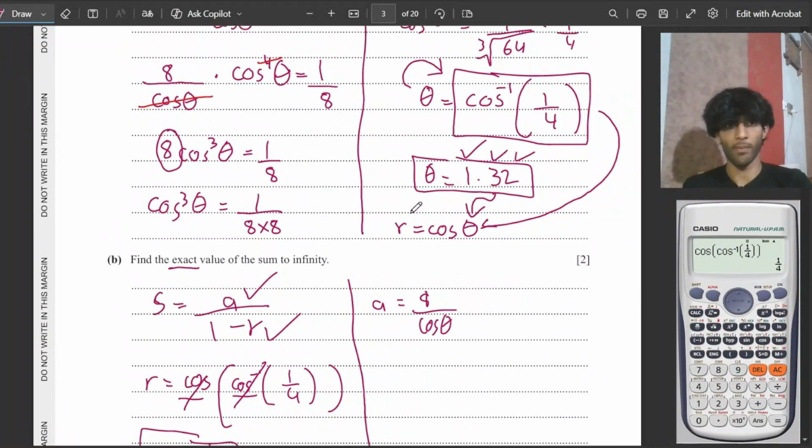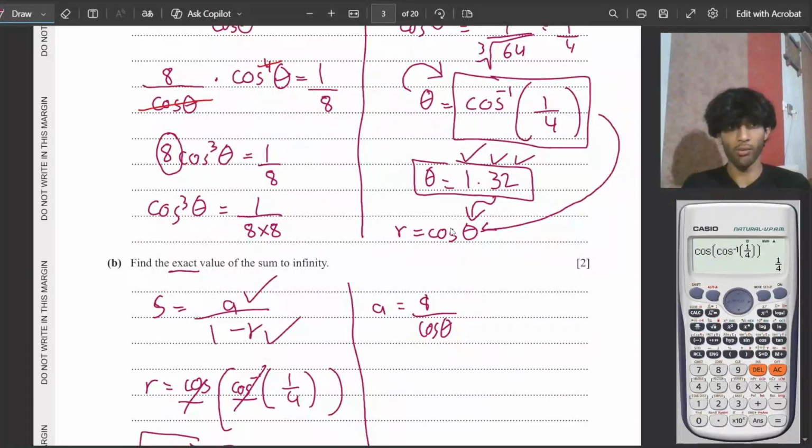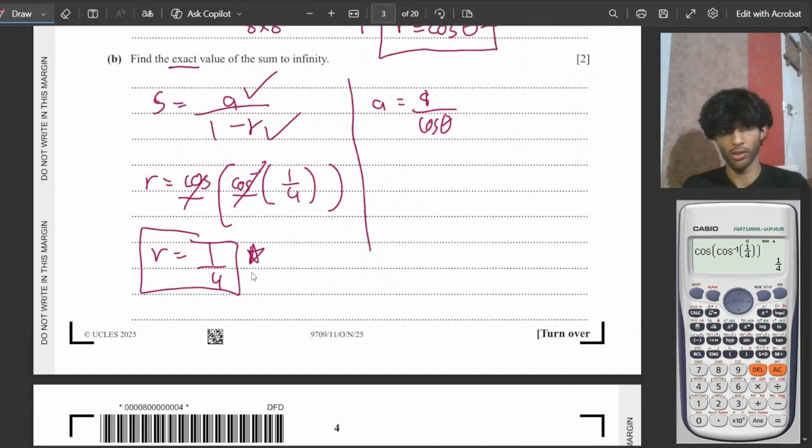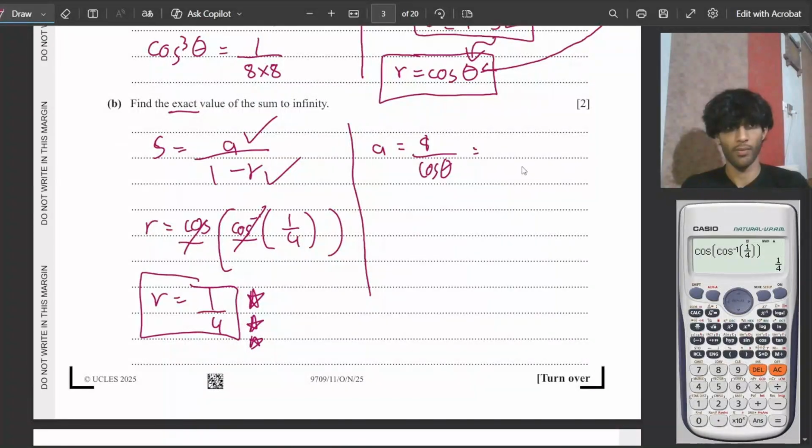Now, what is cosine theta equal to? So remember, r is equal to cosine theta. I just found out the value of r over here. So this is just going to be 8 over 1 by 4. Now, lucky for me, my calculator can do this for me, so I do 8 divided by 1 by 4, which is my previous answer, so I'm just going to put answer in here. That's going to be 32. So a is in fact 32.